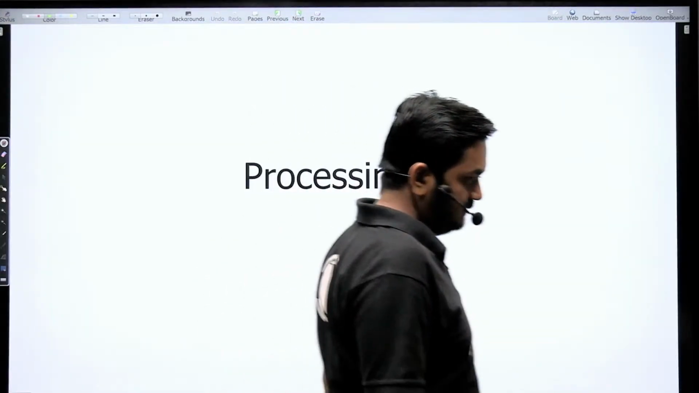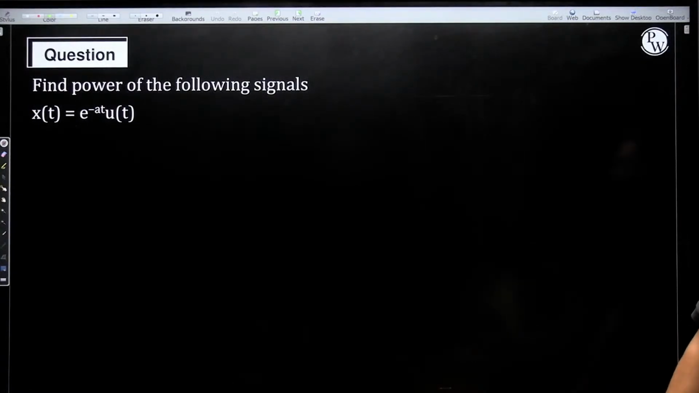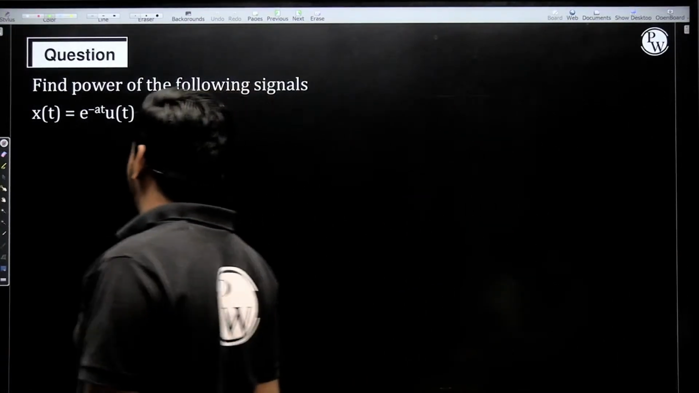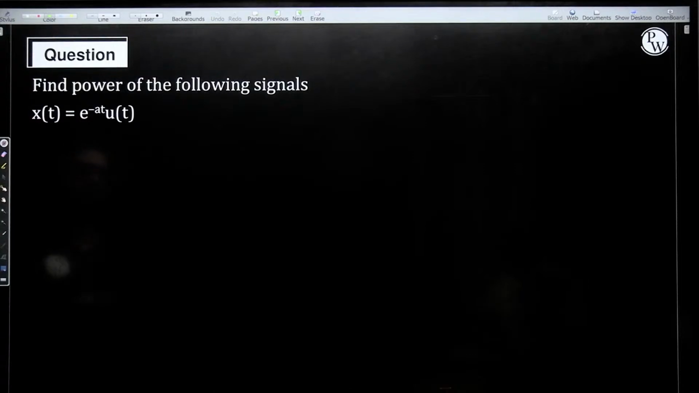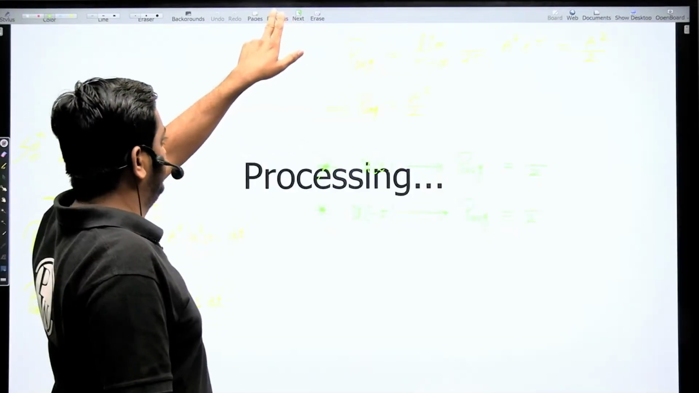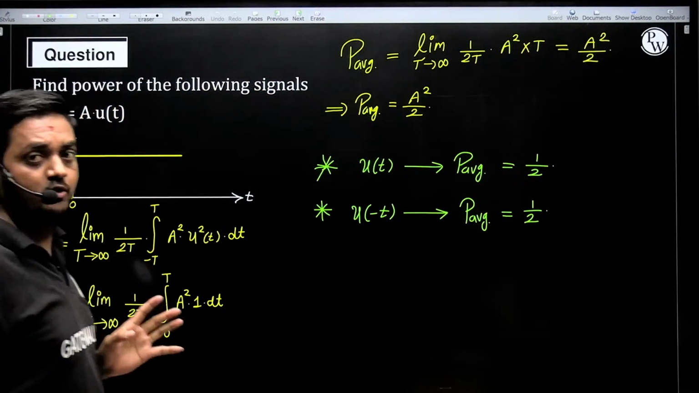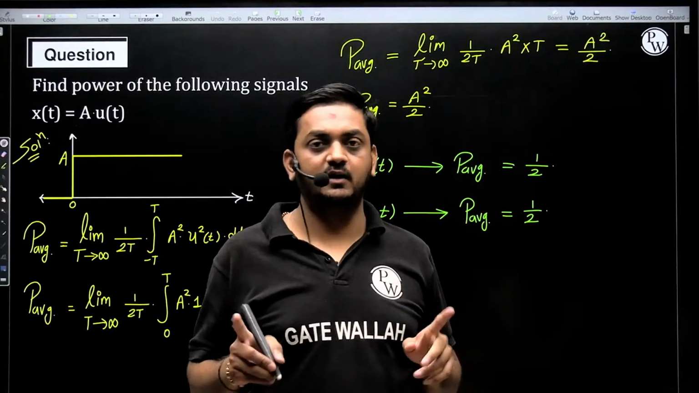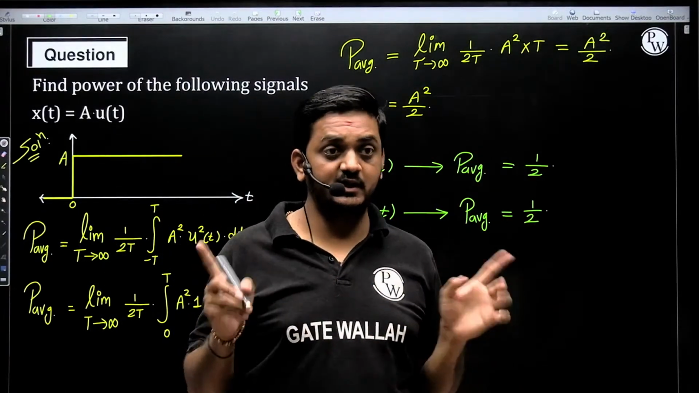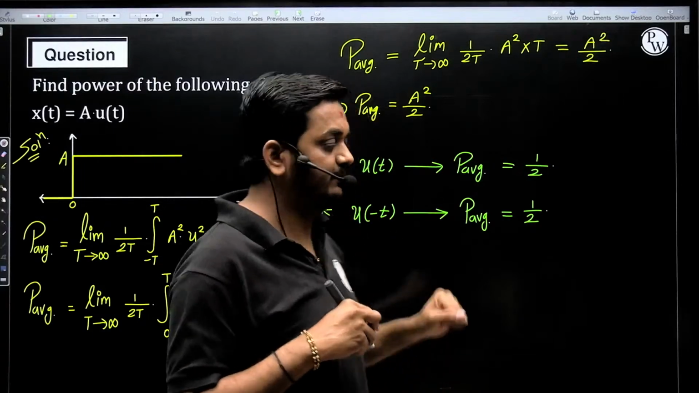Next. Now this is the interesting part. Find the power of the following signals. See, already we have seen the energy of this step function is infinite. Do you remember what is the energy of the unit step function? Infinite, guys. What is the energy of DC? Infinite. But we got power finite.